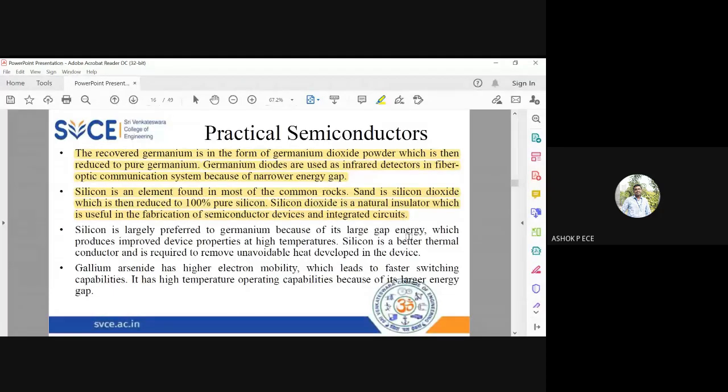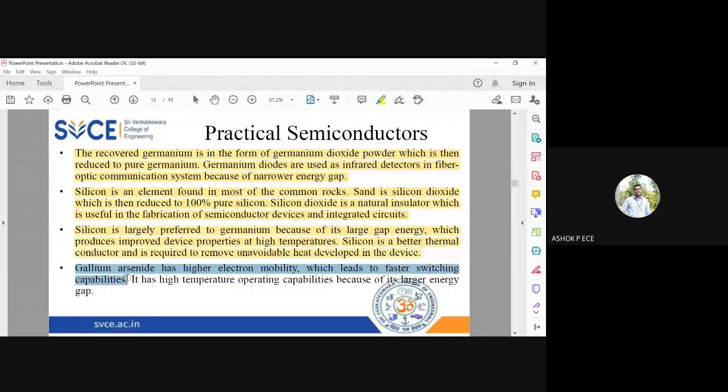So remember that. Silicon is mostly preferred over germanium because it has a large energy gap, which helps devices operate at high temperatures. Since the energy gap is high, devices made of silicon can operate at a very high temperature compared to germanium. Also, silicon is a better thermal conductor. It can conduct better compared to germanium. And gallium arsenide has a very high electron mobility, which leads to faster switching capabilities.